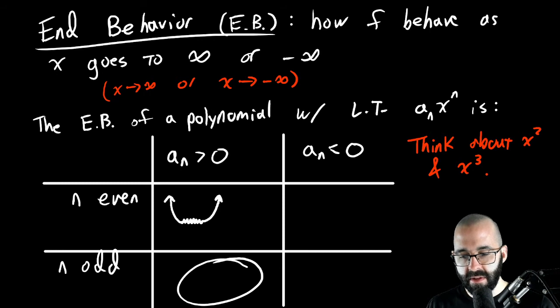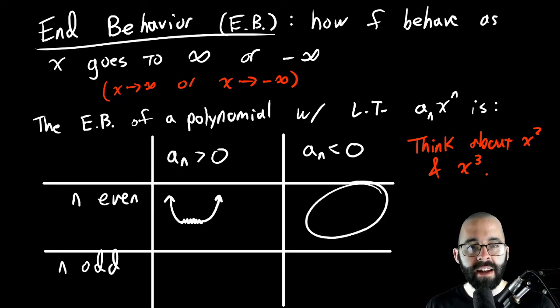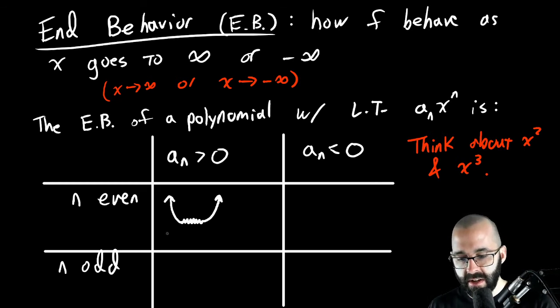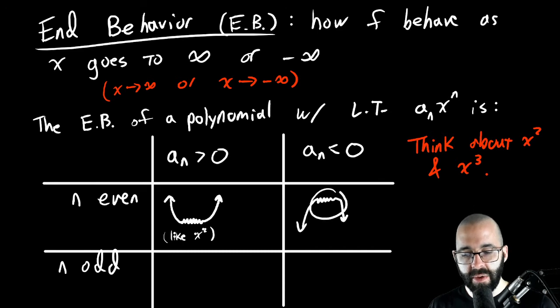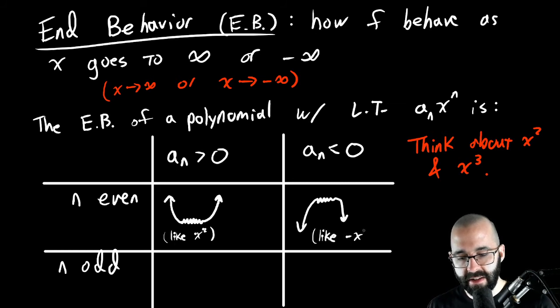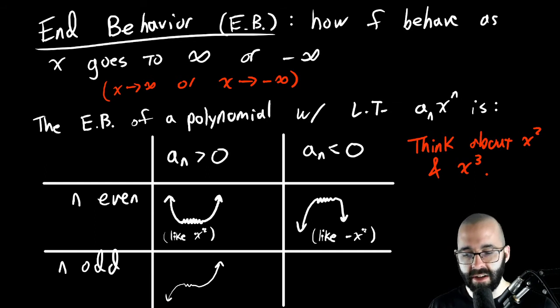Now, again, if n is even, if we have an even degree, it's going to be like x squared. This is like x squared. If it's an even degree and a negative coefficient, that negative coefficient just flips it upside down. We don't know what happens in the middle. We only care about end behavior here. So this is like negative x squared. And we do the same thing with cubics. If the degree is odd with a positive coefficient, it behaves like positive x cubed. We don't know what happens in the middle, but the end behavior is going to look like this.